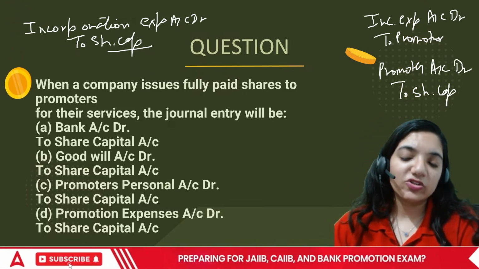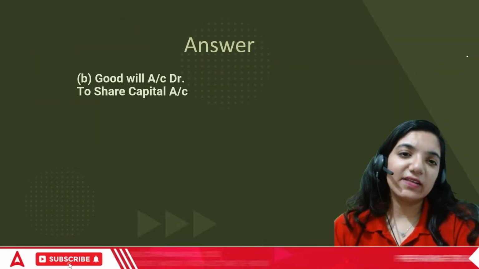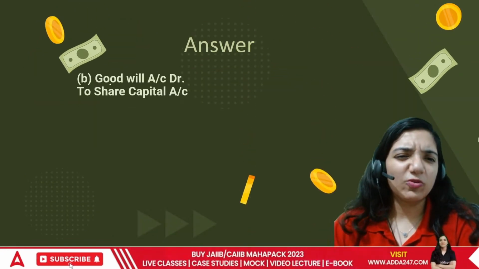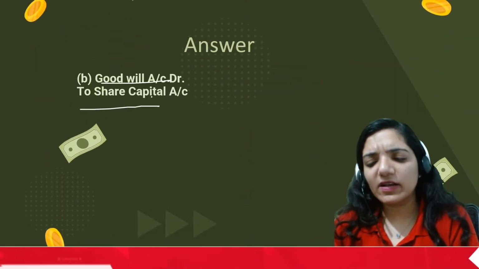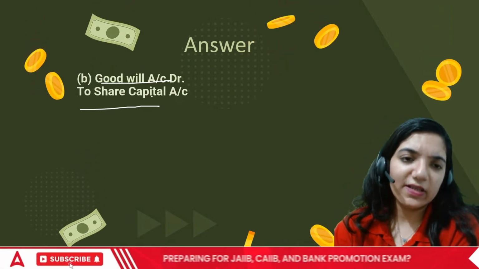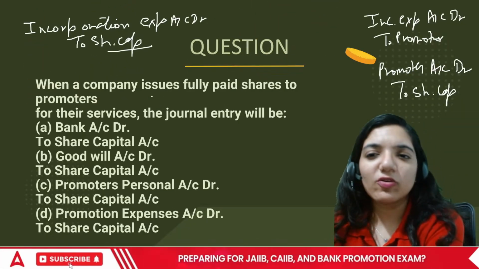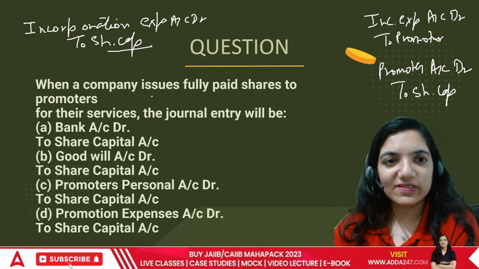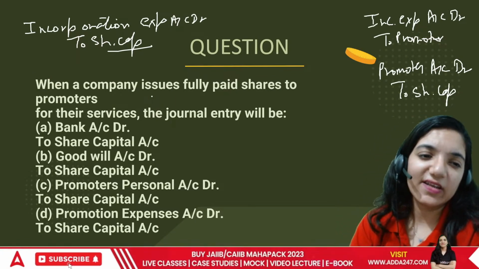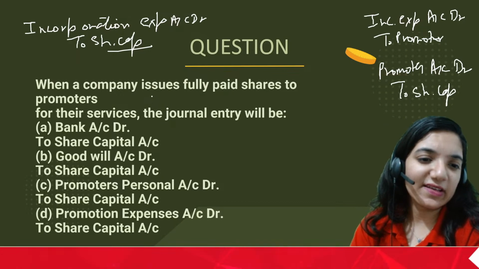Done, everyone? So in this case, what would be the answer? The answer would be goodwill to share capital. Acha, we can take up incorporation as well. Goodwill is not the point there. I think I'll go for promotion expenses, which is normally known as incorporation expenses. So I'll go for the incorporation expenses there.